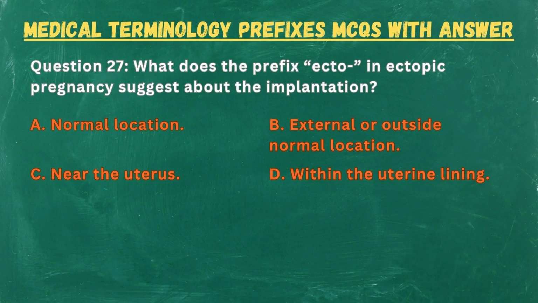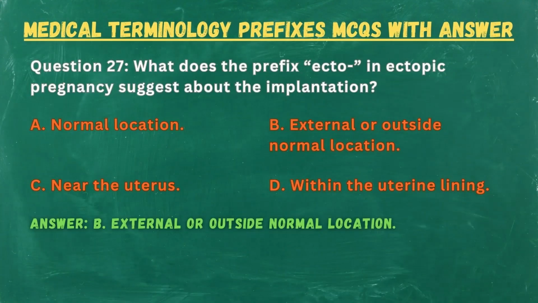Question 27. What does the prefix ecto- in ectopic pregnancy suggest about the implantation? A. Normal location. B. External or outside normal location. C. Near the uterus. D. Within the uterine lining. Answer: B. External or outside normal location.